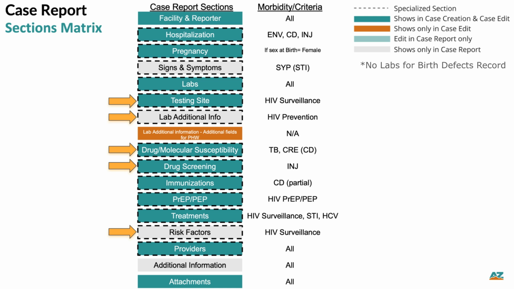Now that we've reviewed a sample case report, let's return to our visual. It highlights additional specialized sections that may appear depending on the morbidity, just as we saw in this demonstration. These sections include testing site, lab additional info, drug/molecular susceptibility, drug screening, and risk factors. We also explored how PrEP/PEP and treatments function similarly to the immunization and attachment sections. Understanding these similarities helps reinforce how different sections of a case report are structured and how they interact with the case edit form.